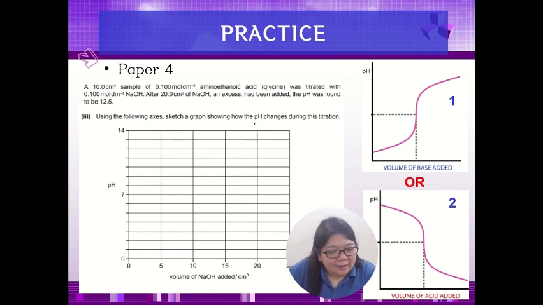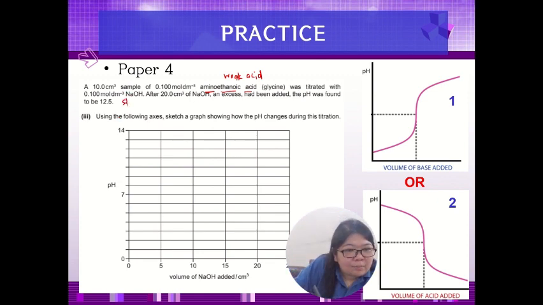Now, again from paper 4, I have a question. Let's just look at the question. A 10 centimeter cube sample of aminoethanoic acid. You look at the name, ethanoic acid. I know there's an amino group here, but it's still a carboxylic acid, so this is a weak acid. This weak acid was titrated with sodium hydroxide. This is a strong base.